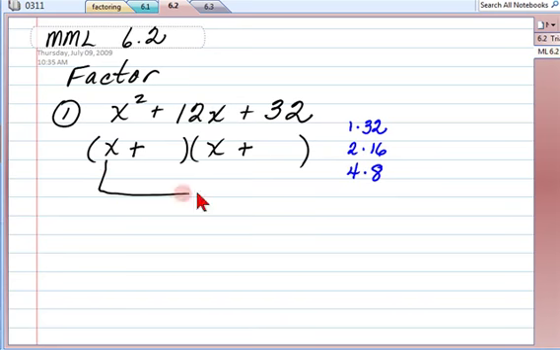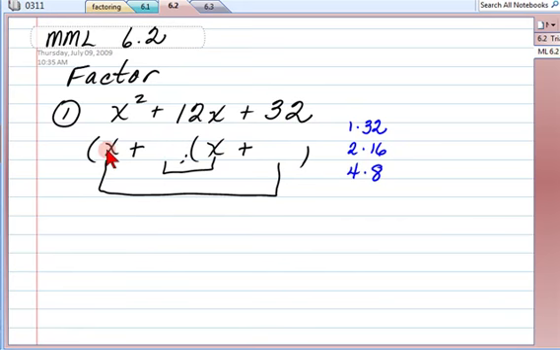It is going to be the outers plus the inners that tell me. Now, if I put in 1 and 32, and I'm going to erase this, so maybe you don't want to write down what I'm about to do, what would my outer product be? 32x. What would my inner product be? 1x. Does 32x plus 1x add up to be 12? No. So that was not the right choice.